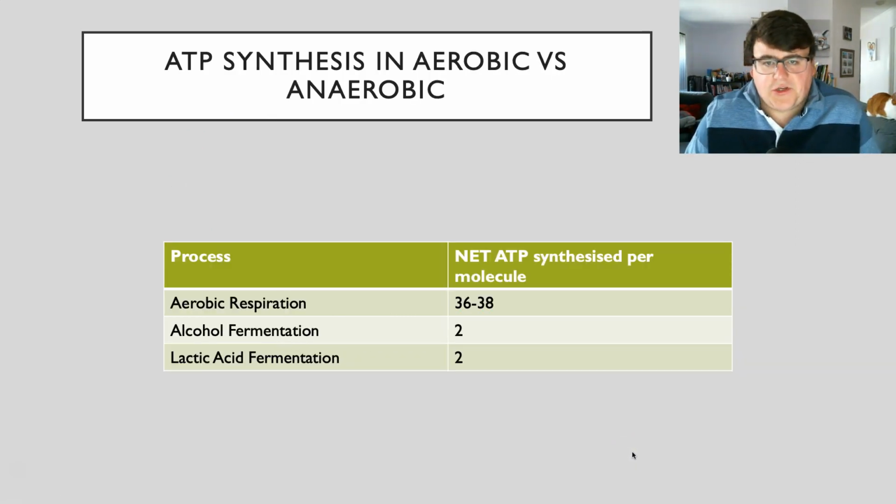So, aerobic respiration, so breaking down glucose to create energy in the presence of oxygen, gives us around 36 to 38 molecules of ATP per molecule of glucose broken down. Whereas alcohol fermentation and lactic acid fermentation, both forms of anaerobic respiration, give us 2 molecules of ATP compared to 1 molecule of glucose. So we've got a difference there of around 34 to 36 more molecules of ATP being generated when you break down glucose in the presence of oxygen.